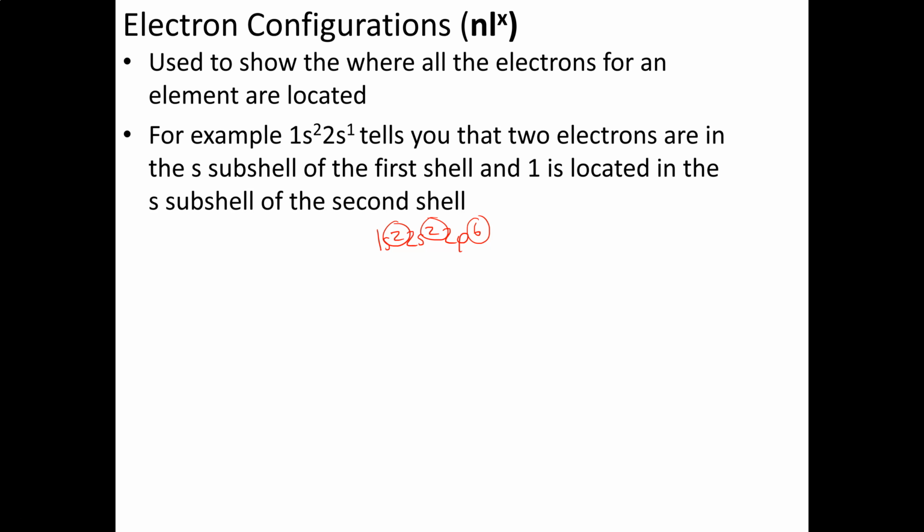This has a total of 10 electrons, and if the atom was neutral, well, 10 electrons means it has to have 10 protons, right? Neutral means equal numbers of protons and electrons. So what has atomic number 10, which is what your protons give you? That's right, neon.